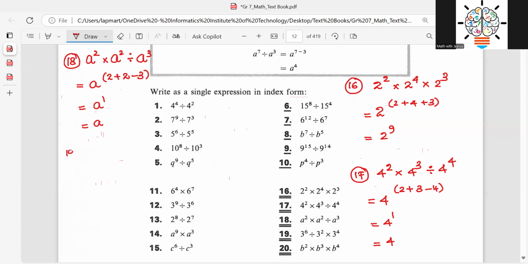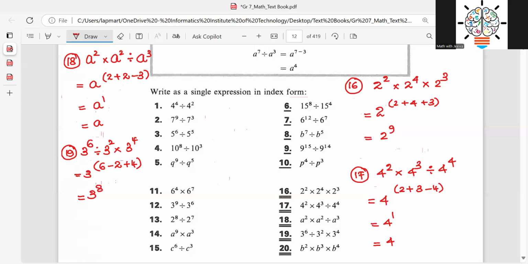So then question number 19, we have 3 to the power of 6 divided by 3 to the power of 2 times 3 to the power of 4. How am I going to write it? 3 to the power of 6 minus 2 plus 4. So 6 minus 2 is 4, 4 plus 4, 3 to the power of 8.